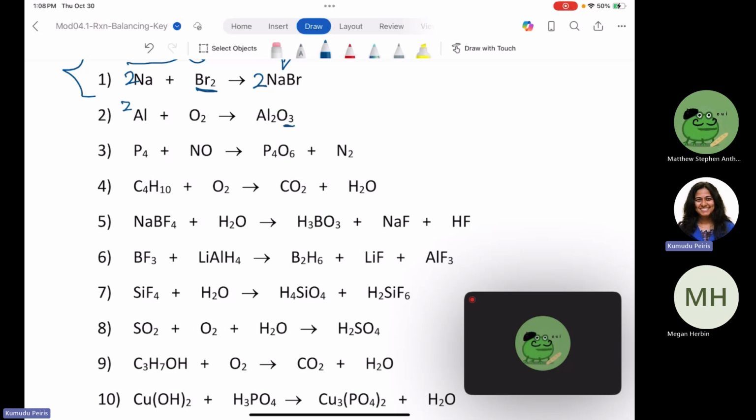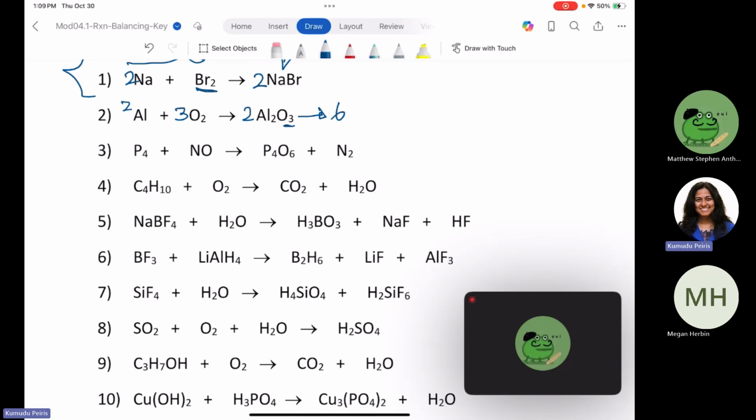So if I put 1, there's no way I can make it equal. If I put 2, it doesn't make sense again. 2 by 2 is 4, but it's still 3. It will not be equal. But if I add 3, then this would become 6 oxygens, and the product side has only 3. How can we make it equal to 6? Yes, so I should add the number 2 as the coefficient.